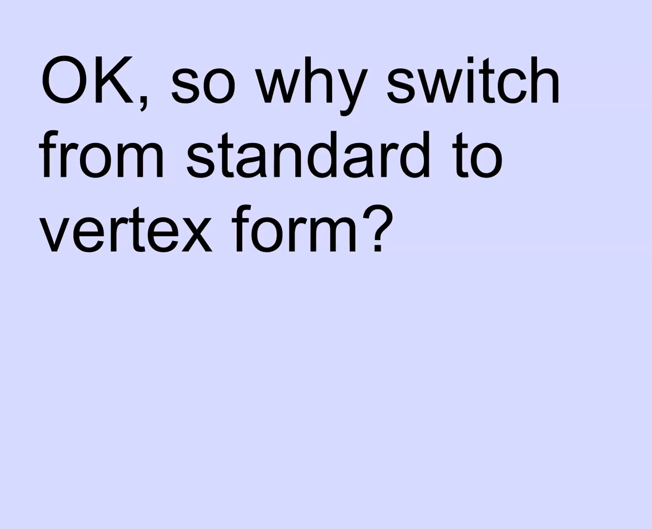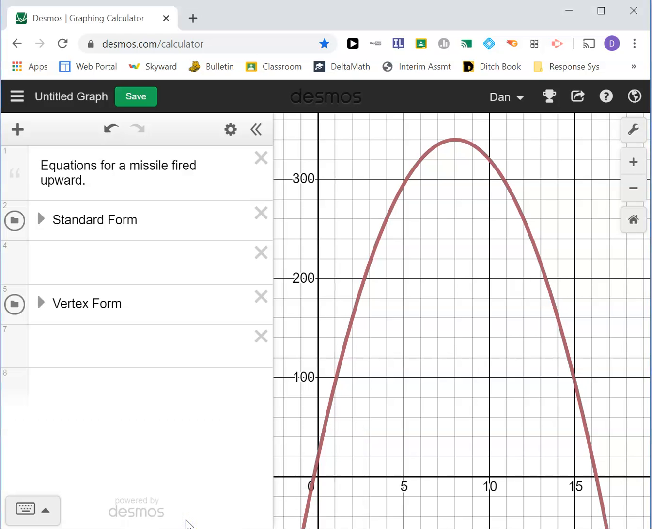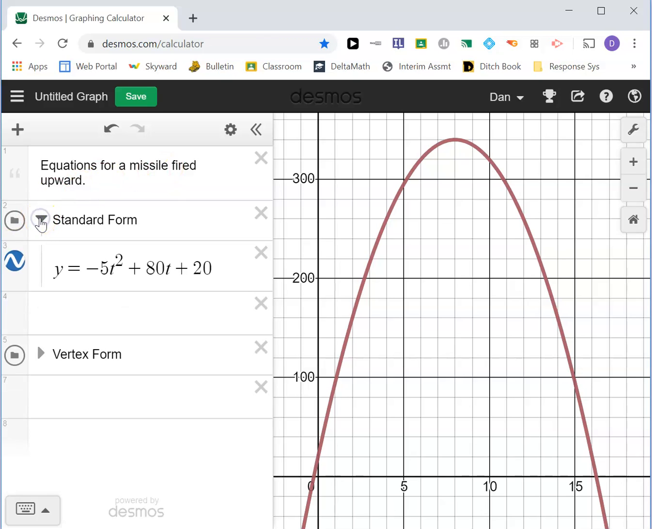So I've rebuilt our graph here in Desmos. You can see it's zoomed a little bit differently now. And what I've got is the equation for a missile that's been fired upward. And here's kind of the normal way you would see an equation for that kind of thing. t stands for the amount of time in seconds. And I'm not expecting you to know this stuff yet or learn it right now or anything, but if you knew that you had fired the thing up at 80 feet per second, straight up, then you'd have an 80 right here, positive 80.